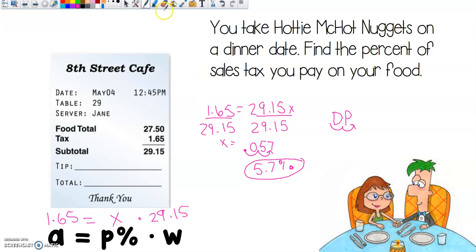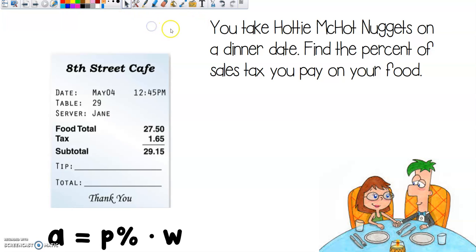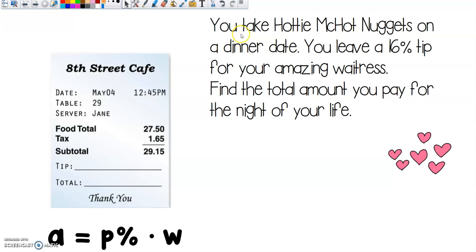Okay, so let's move on here. So we're on the same dinner date, and you've got Hottie McHotnuggets again. And you're going to leave a 16% tip for your amazing waitress. Find the total amount you pay for the night of your life. Oh my goodness. So this time we want to know something a little bit different. We're going to leave a 16% tip for our waitress. And we're just going to go ahead and tip on this total amount. So we'll go ahead and figure out how much of a tip will be 16%.